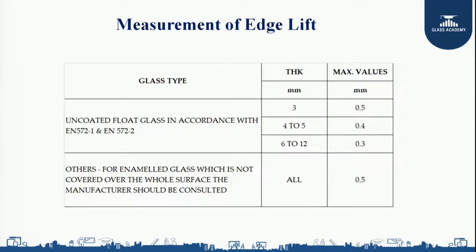If my glass is a float glass and the glass thickness is 3 mm, the maximum edge lift allowed is 0.5 mm. If the glass thickness is between 4 to 5 mm, the maximum edge lift allowed is 0.4 mm. If the glass thickness is between 6 to 12 mm, the maximum allowable edge lift is 0.3 mm. And for enamel glasses, it is 0.5 mm.